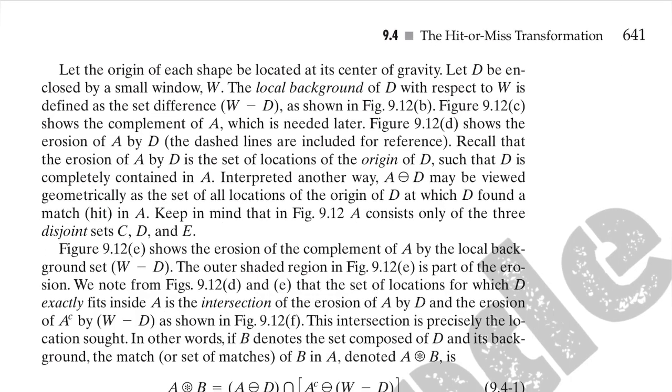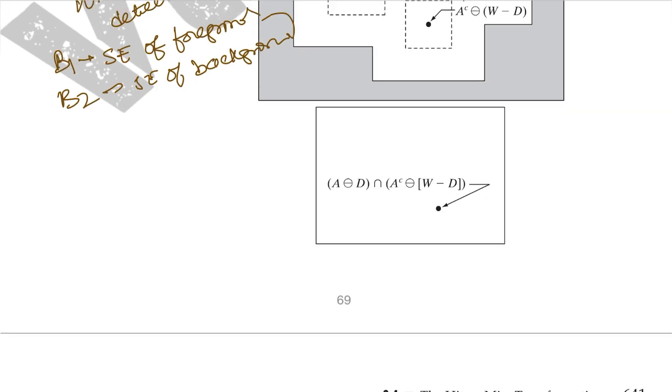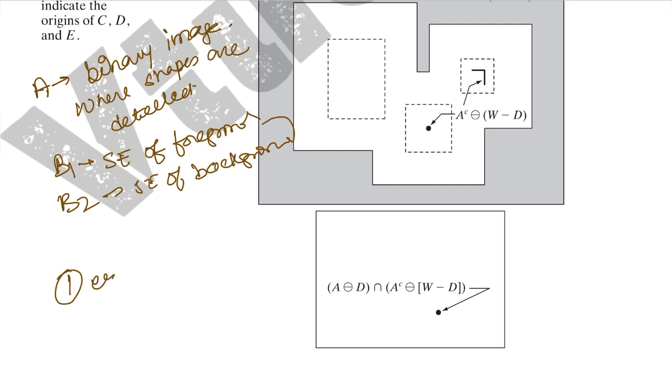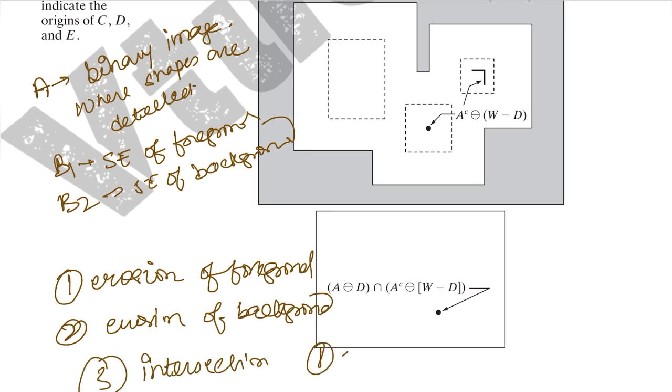Now you apply the operations one by one. First you do erosion for the foreground, A eroded by B1, then erosion of the background. These steps you have to remember: erosion of foreground, next erosion of background. Once you are done, you take the intersection of both results. The third step is the intersection process: you intersect the two results.